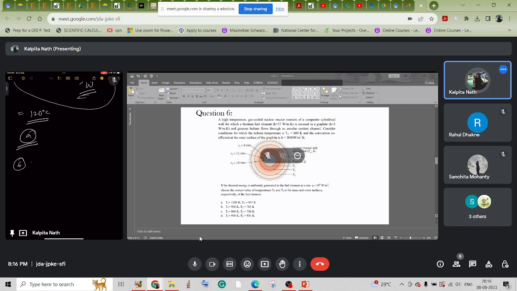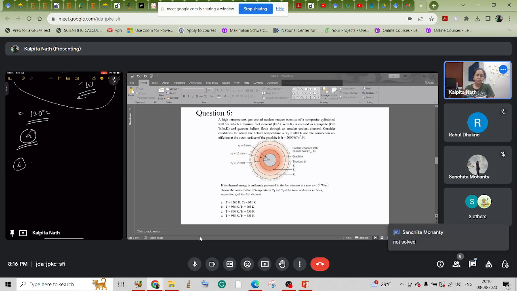Hi, anyone have solved? Anyone have solved, or should I give you any hint? Diagram is also given. Yeah, someone wants to say something? Okay. You can try. I may give you some hint.